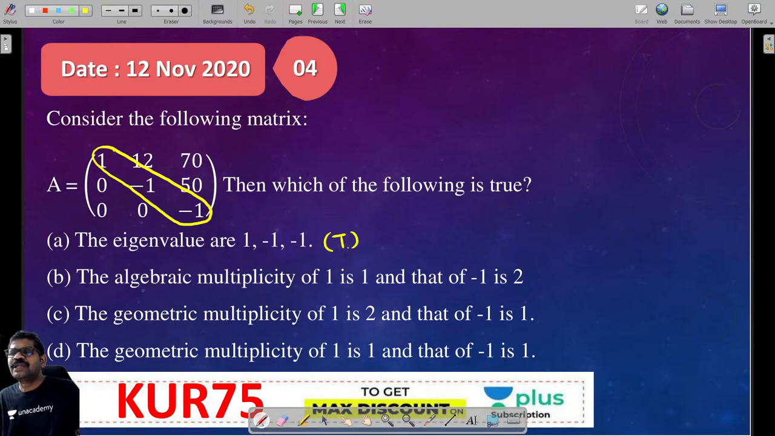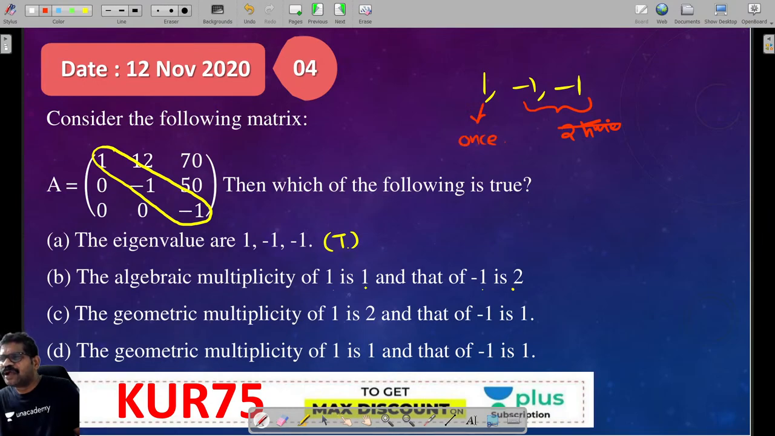Next, algebraic multiplicity of 1 is 1 and algebraic multiplicity of minus 1 is 2. Yes, here eigenvalues are 1, minus 1, minus 1. So, minus 1 appeared 2 times. But 1 appeared only once. That's why algebraic multiplicity of eigenvalue 1 is 1 and that of minus 1 is 2. So, second option is also true.